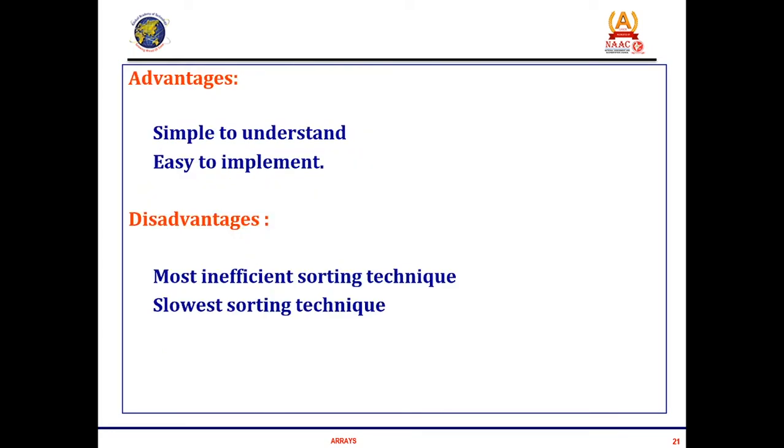That's the advantage of BubbleSort. As I told you earlier at the beginning, it is simple to understand and easy to implement, but at the same time, the greatest drawback is it is considered to be the most inefficient sorting technique, right? Say for example, BubbleSort is good if the number of elements to sort is very less, maybe 10, 15, 20, 30, 40, something like that.